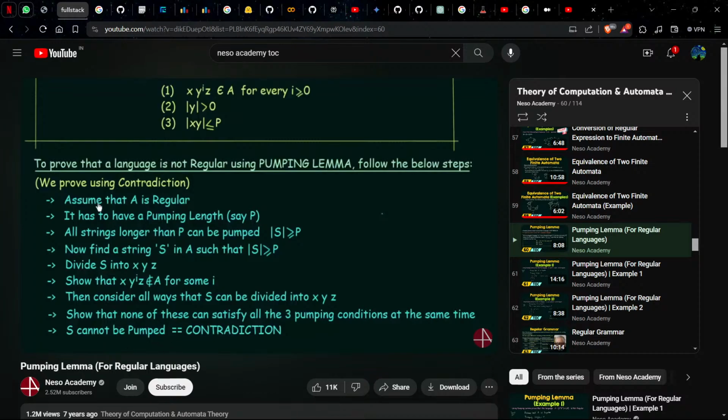Once you show that these three conditions cannot be satisfied all at the same time, it shows that S cannot be pumped, which is a contradiction, because if A is regular, then it should be able to be pumped. Since it cannot satisfy all three conditions, it contradicts the statement that A is regular. So we prove that A is not regular, and using the pumping lemma we prove that A is not a regular language.